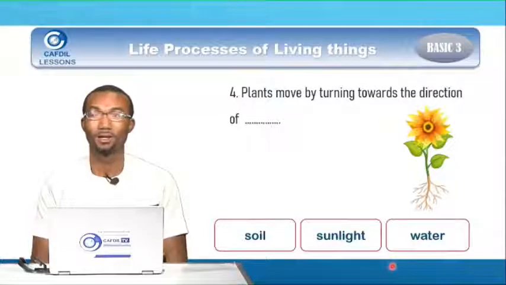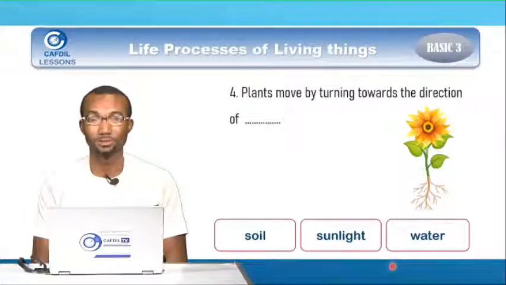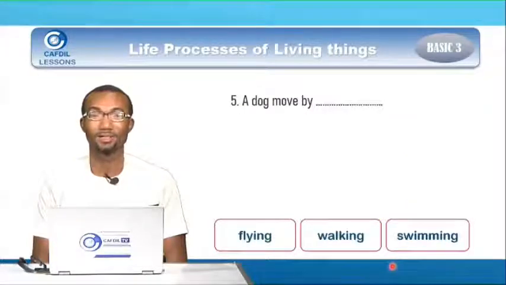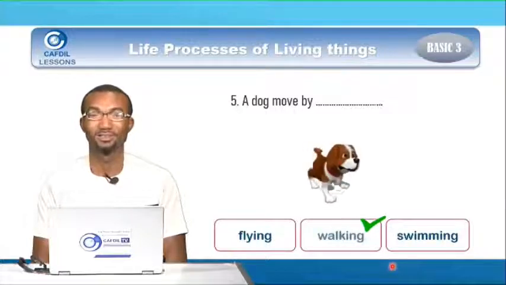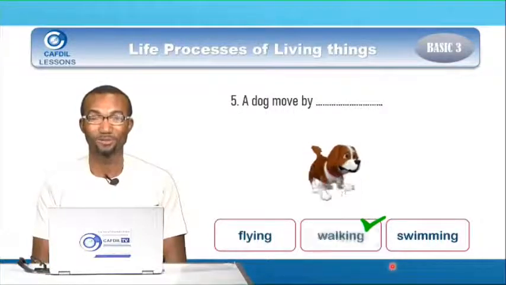4. Plants move by turning towards the direction of what? You have soil, you have sunlight, you have water. Good. Sunlight. Then the last one, a dog moves by what? A dog moves by walking. Good. So you see the dog there walking.